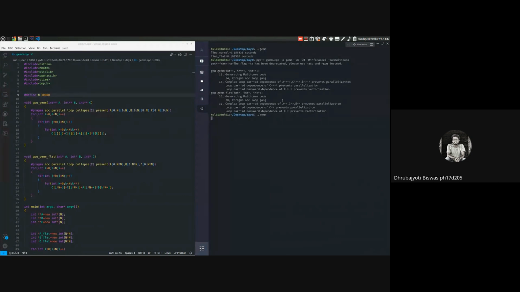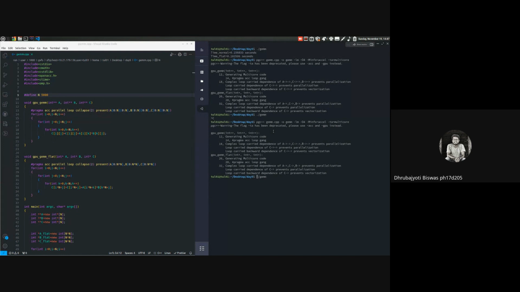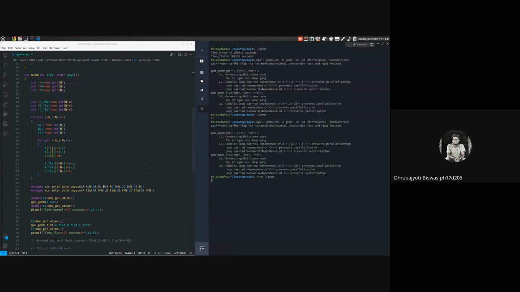Oh, it is taking a long time. Maybe then we should use a bit smaller size. Let's see how long this 5000 cross 5000 matrix takes. A long time. Let's check it on the GPU then.